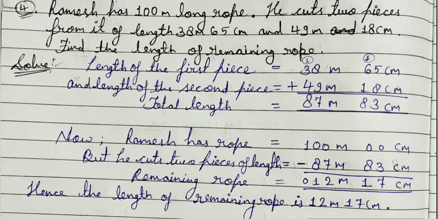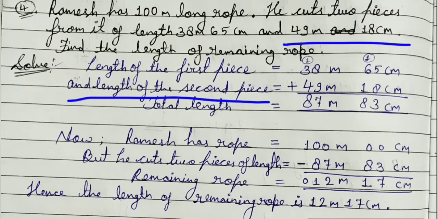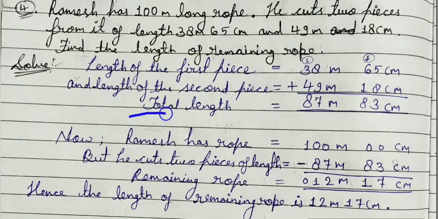Now let's see how to solve. You can see here, this is the first step, this is the second step. I already solved it here for you to save your time. So let's see one by one. The first step: the length of the first piece is given here, 38 meter and 65 centimeter, and the length of the second piece is given here, 49 meter and 18 centimeter. So write it here.